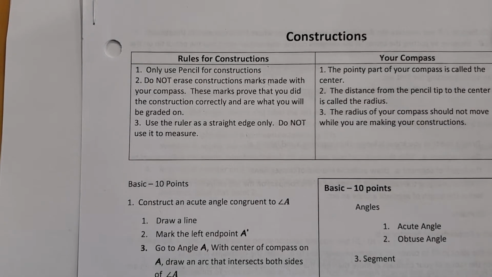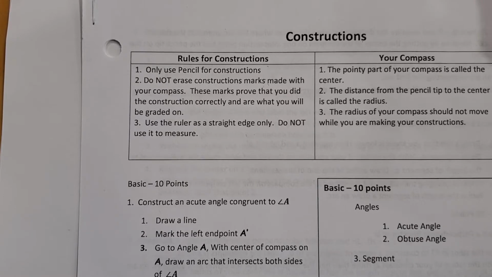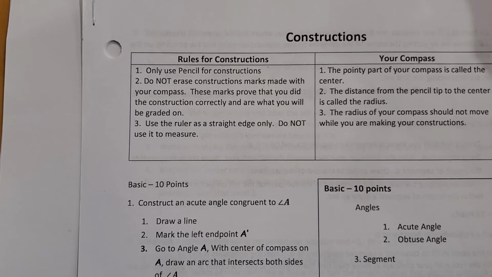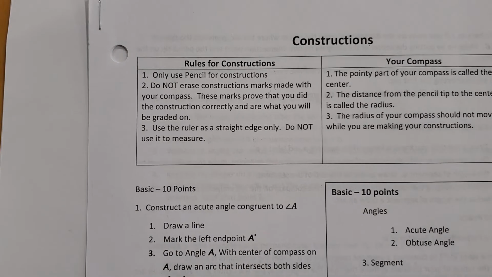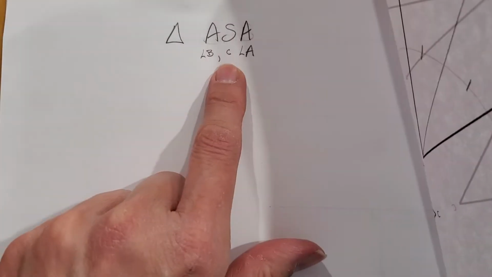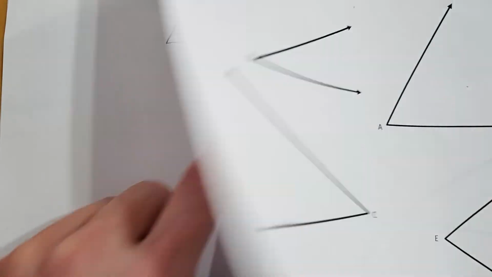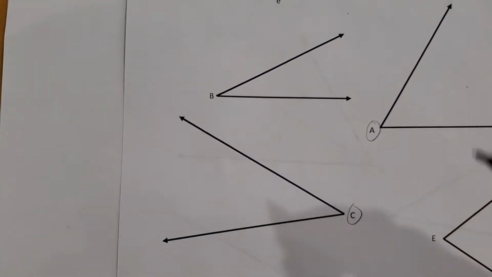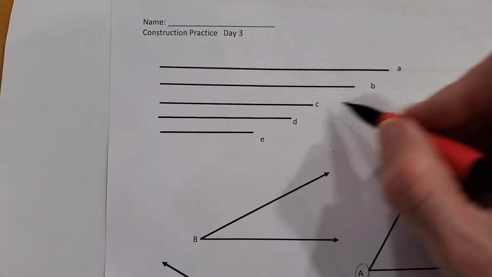We are still working on constructions, and today we're going to construct a triangle congruent to another triangle, given two angles and a side. So we're going to use angle, side, angle to construct a triangle that has two given angles and a given side. The given pieces today are angle A, angle B, and side C.